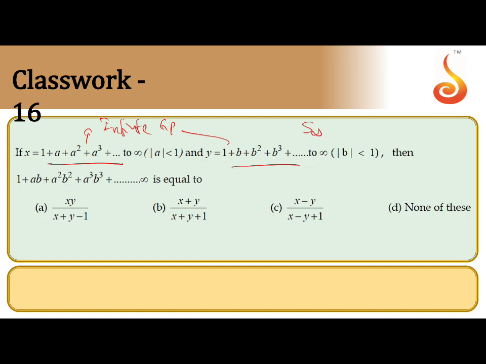So you have one formula: S infinity is A by 1 minus R. So the sum of infinite terms is A by 1 minus R, where A is the first term and R is the common ratio. In the first expansion, A is 1 and R is A. So then X equals A by 1 minus R, which is 1 by 1 minus A.